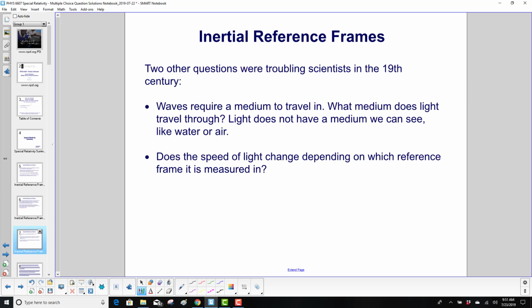Two other questions were troubling scientists in the 19th century. Waves require a medium to travel in. For example, water waves travel in water, sound waves travel in air. What medium does light travel through? It does not have a medium we can see, like water or air. Does the speed of light change depending on which reference frame it is measured in?